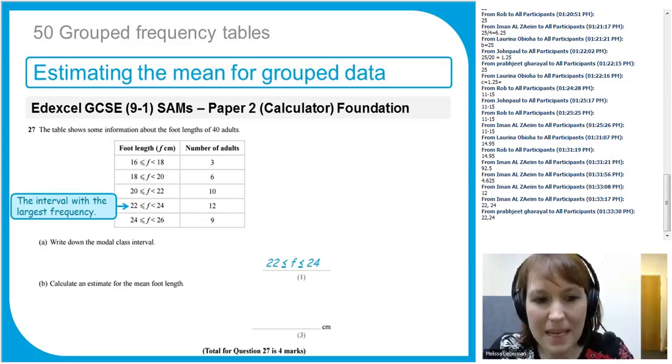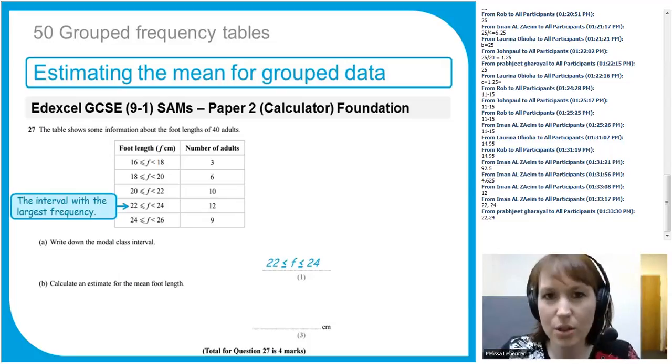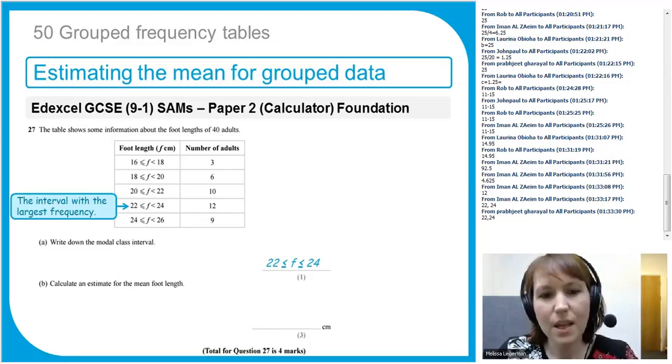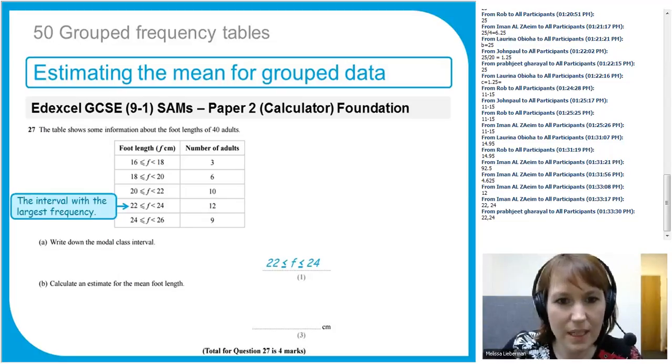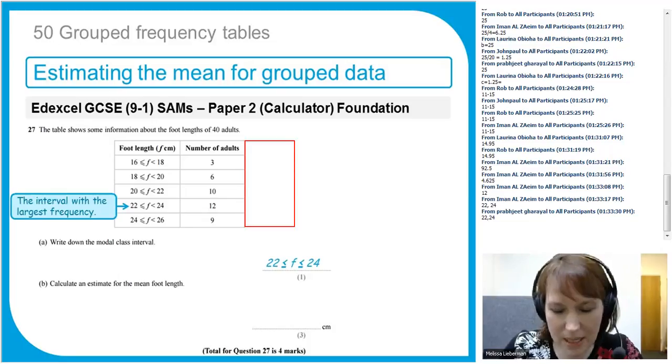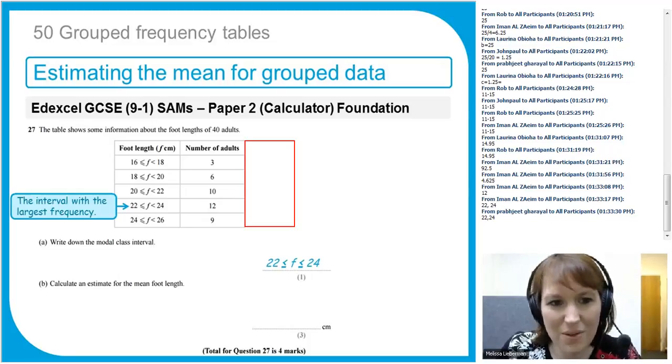Part B says, calculate an estimate for the mean foot length. Now, there's quite a lot of work involved here, but as long as you're systematic and work through it, it should be okay. It's worth 3 marks. What I would do is add an extra column to the table, like this, and I would call that column midpoint. I would work out the midpoint of each of those foot lengths.